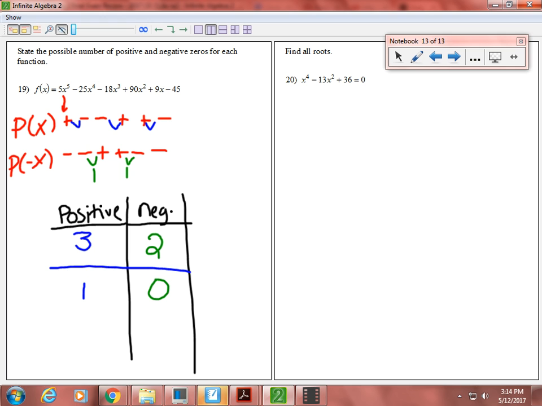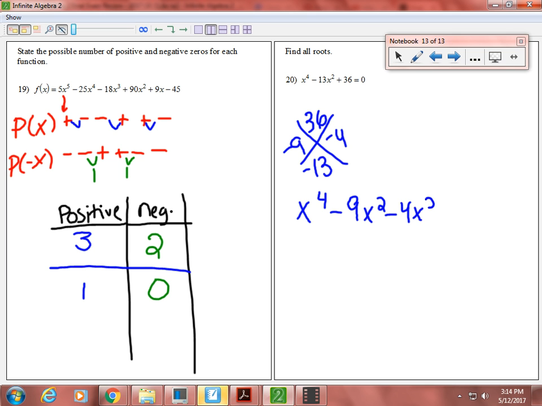Number 20 wants us to factor this. So this is the same factoring as before. It has to multiply to 36 and add to negative 13. The numbers that do that are negative 9 and negative 4. But here's what's different about this. This is to the 4th, so I have to say x to the 4th minus 9x squared minus 4x squared plus 36.